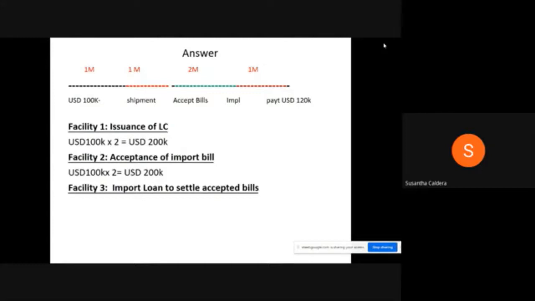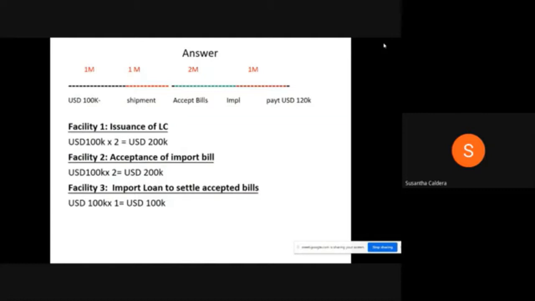Import loan to settle accepted bills, in US dollars. What is the lead time? 1 month. 100,000 into 1 month. In Sri Lanka rupees, US dollars 100,000 into 200, 20 million.